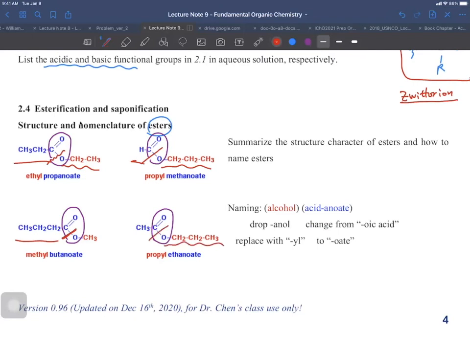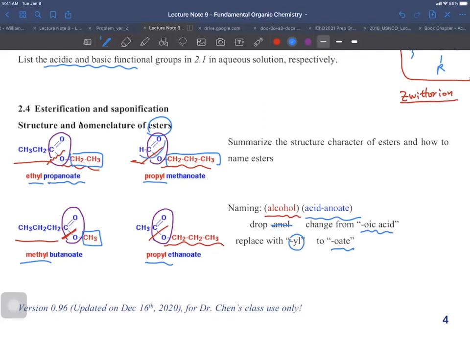And actually, this is how you name the esters. Typically, you start from the alcohol's name and then end with the acid's name. But we need to change the prefix and the suffix. For the alcohol, we change the suffix into YL, dropping the OL. For example, here, ethanol changes into ethyl, propanol changes into propyl, and methanol changes into methyl, and here the same, propyl. And the acid changes from something-oic acid, such as propanoic acid, 3 carbons, into OATE because it's kind of the conjugate base, right? The anion. So it's called propanoate.